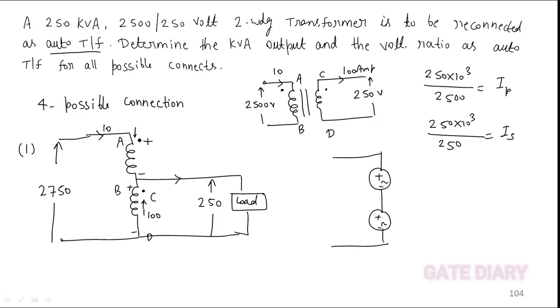So here how much current will flow? Apply KCL on this node. 10 amps is coming, 100 amps is coming. So here it is 110 amps. Now you can find out its kVA rating. S equal to V into I, because the rating will be the same whether at the low voltage side or the high voltage side. So I'm calculating at the low voltage side: 250 into 110. So this is something like 27.5 kVA. This is the first option of connection.